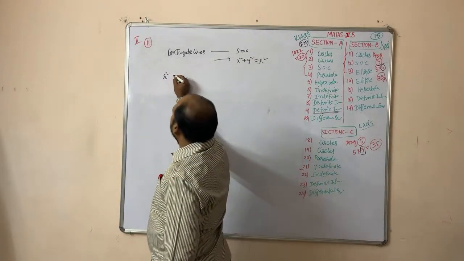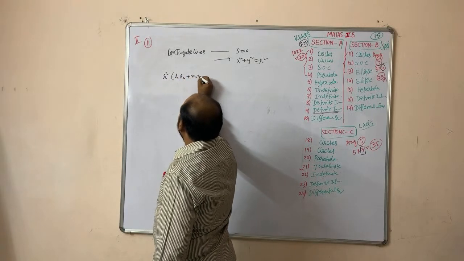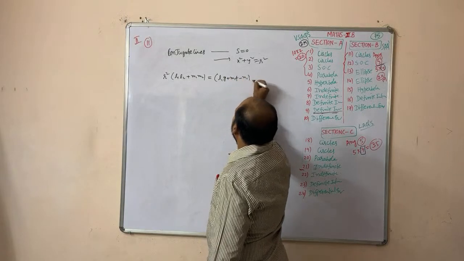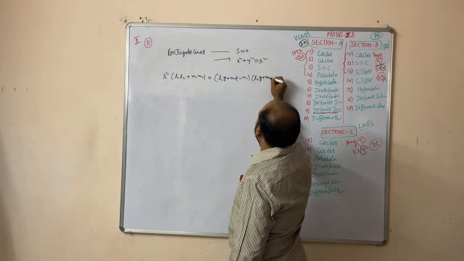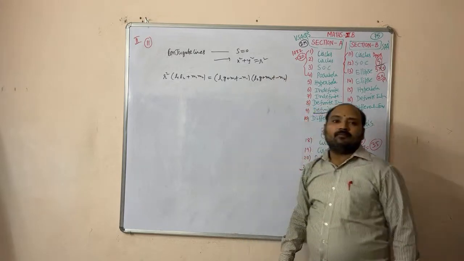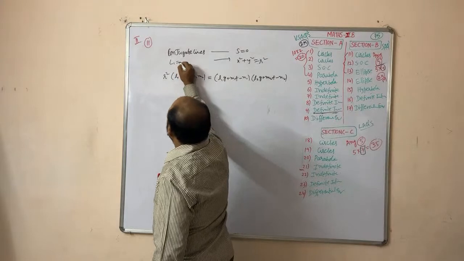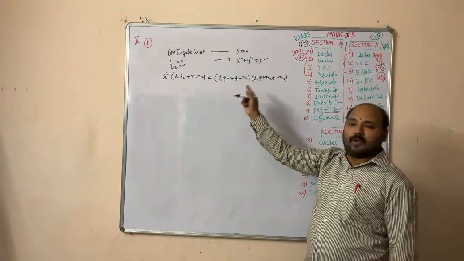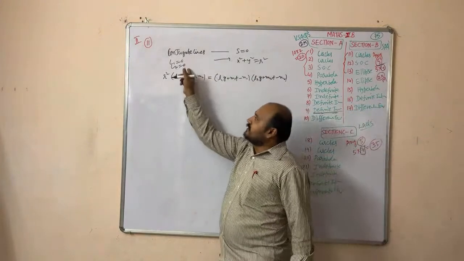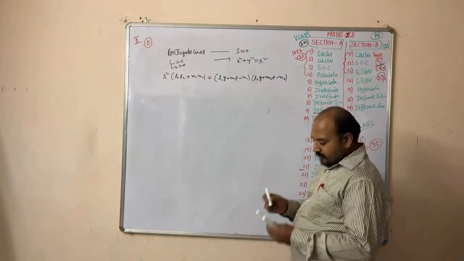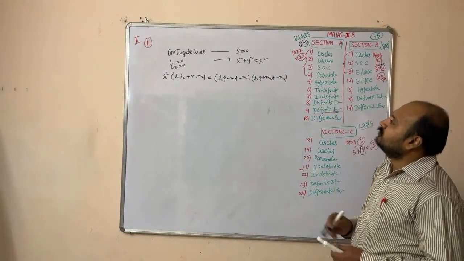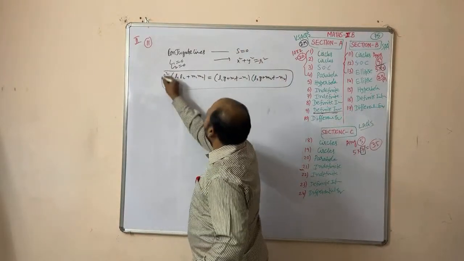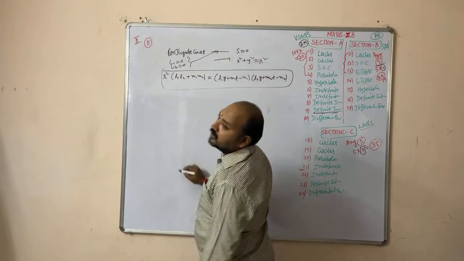R square into (L1 L2 plus M1 M2) equals (L1 G plus M1 F minus N1) into (L2 G plus M2 F minus N2). When two lines are given, L1x plus M1y plus N1 equal to 0, L2x plus M2y plus N2 equal to 0, with respect to the big circle, this is the formula. This formula is for lines with respect to the big circle.